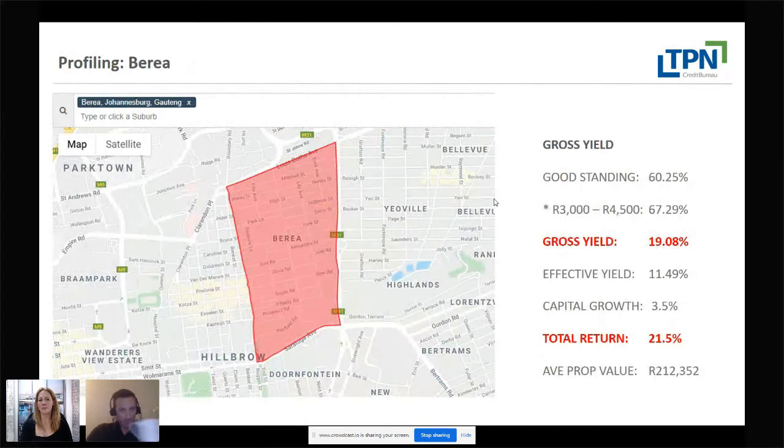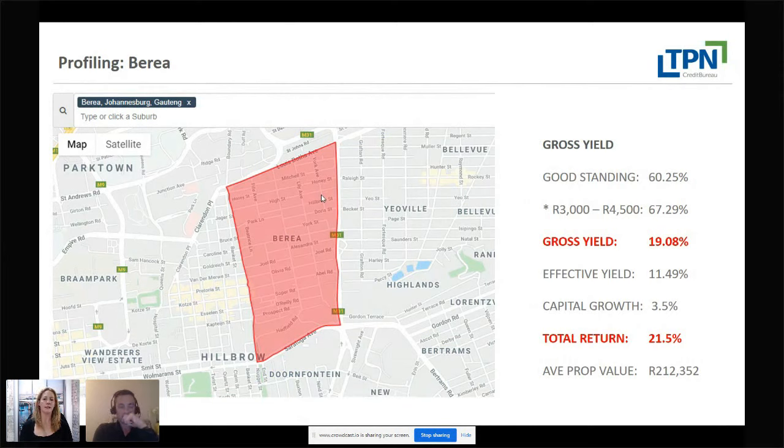Berea, inner city. We're sitting with a good standing ratio of 60.25%. Did you know that City and Suburban, just down the road from it, sits with a good standing ratio of over 80%? And Bellevue, which is sitting up there in the corner, was one of our top performing from the top 20 that we put in. So, and this is the point. You can have a suburb sitting right next to each other that perform fundamentally different because of the neighborhood that it's in, and security is such a big important consideration for tenants.